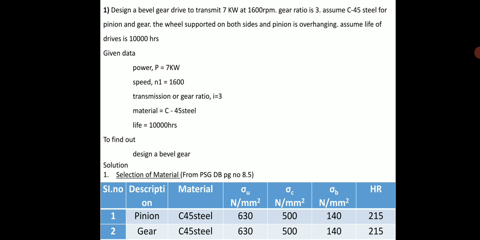Solution. Step number 1. Selection of material. From the PSG data book, page number 8.5, we are taking the material description. Pinion material is C45 steel. Ultimate tensile strength is 630 Newton per mm square, compressive stress is 500 Newton per mm square, bending stress is 140 Newton per mm square, and hardness value is 250. Both materials are the same, so we are taking C45 steel. Therefore, the gear and pinion have the same values.